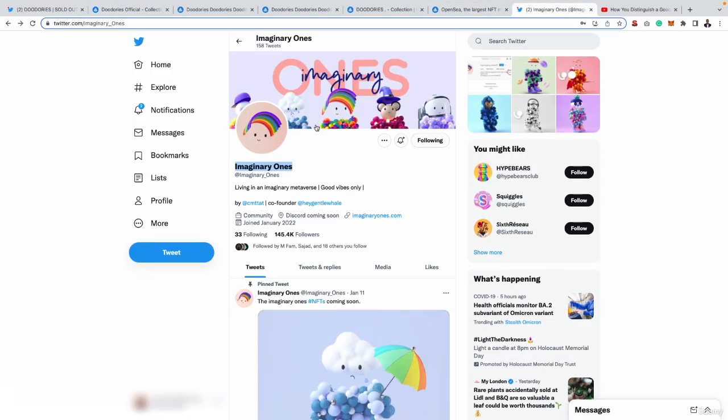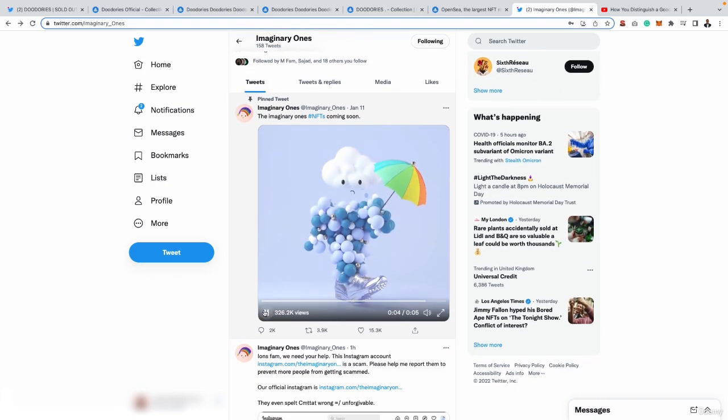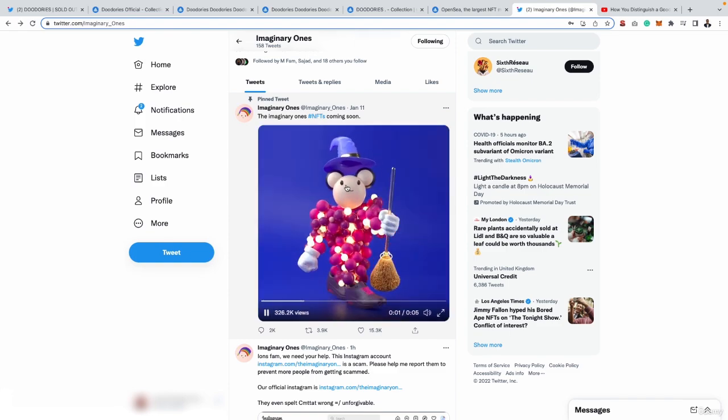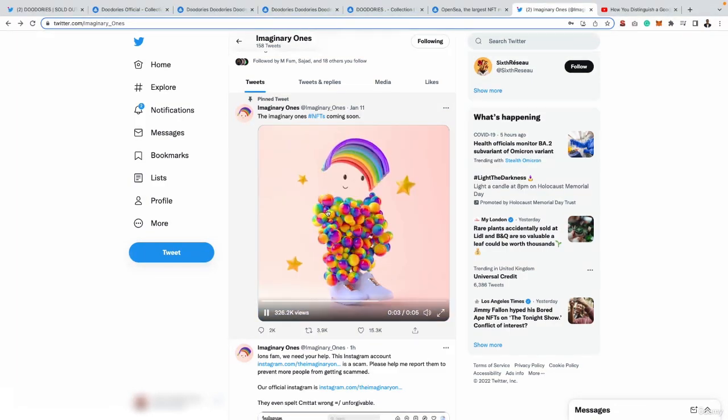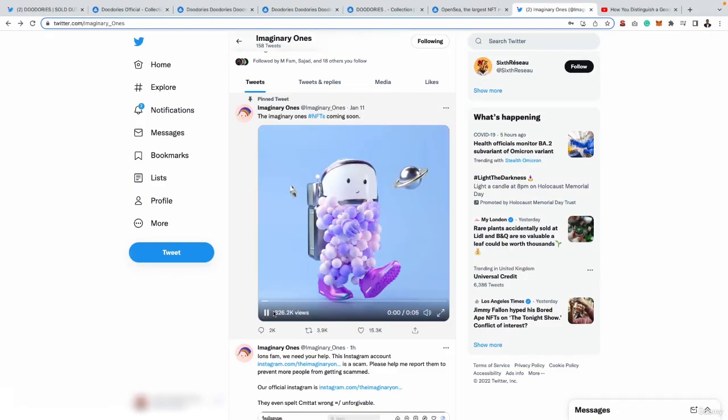So here we have an account for Imaginary Ones. This is a very big NFT collection. Again, you can see they've got 145,000 followers. These guys haven't even minted yet. There's been so much hype around this project. It's basically this walk-in NFT with bubbles and different colors. This actually looks really, really cool. And you can see why it's doing so well.